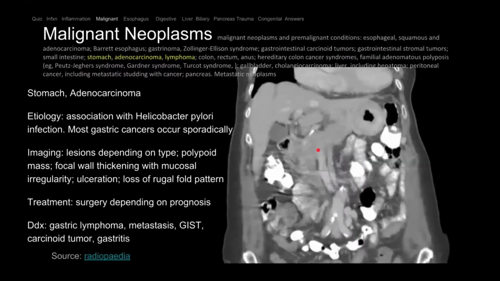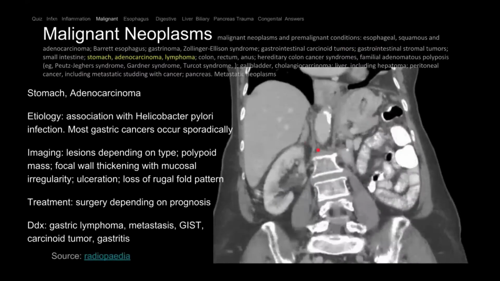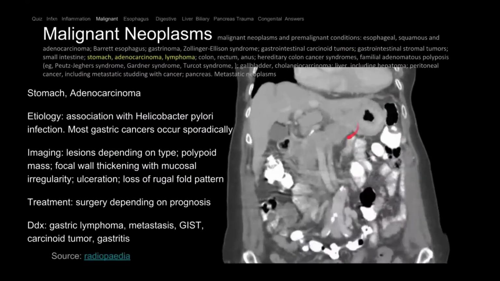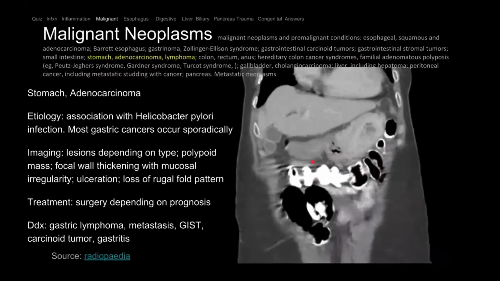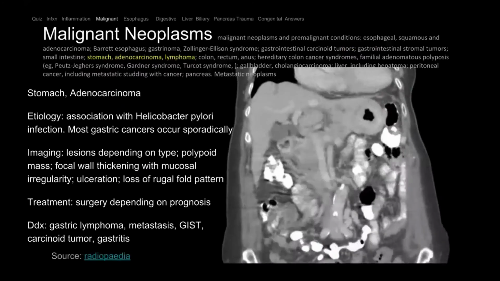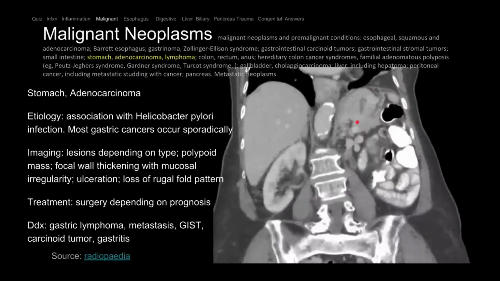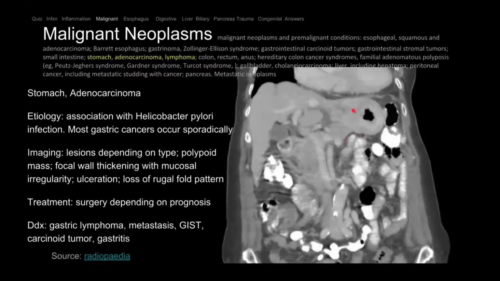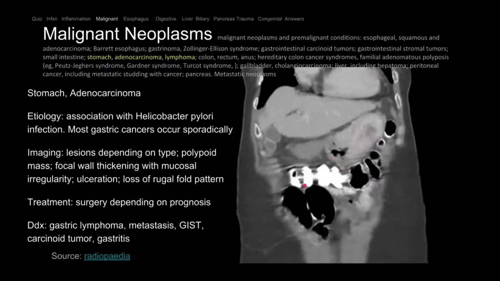But you need biopsy because lymphoma can look very similar. The difference between lymphoma and gastric cancer is that lymphoma is a very soft tumor, so it doesn't cause obstruction, whereas gastric cancer is very hard, and so it causes gastric outlet obstruction. So this is what linitis plastica looks like from gastric adenocarcinoma.